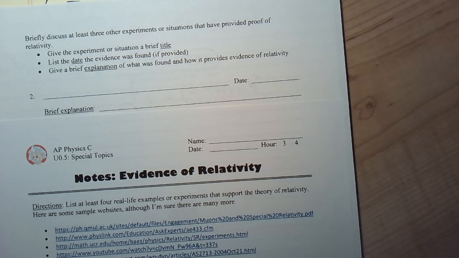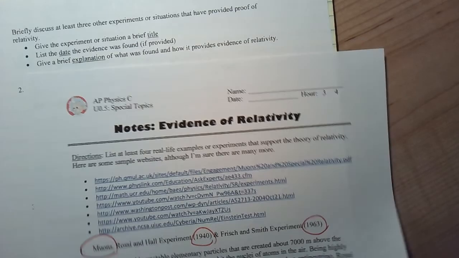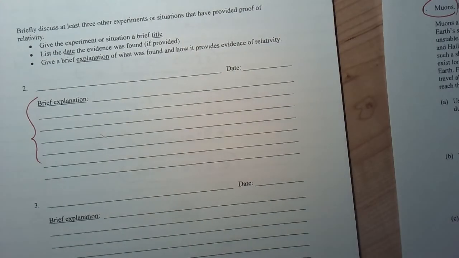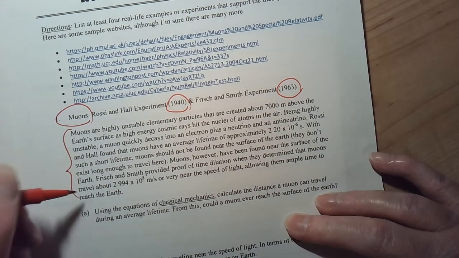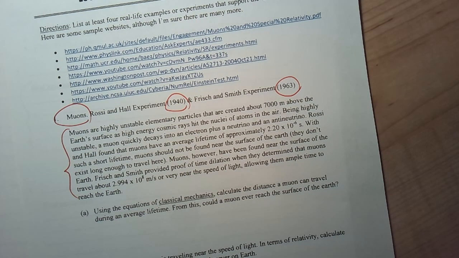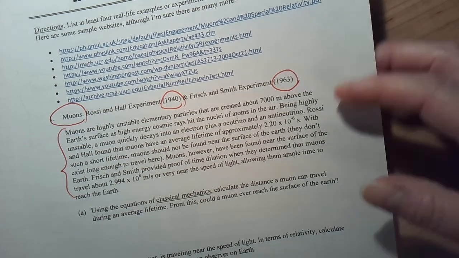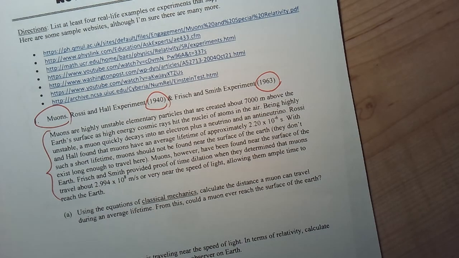Obviously more than enough time. They're created 7,000 meters above, and they have time to travel 10,420 meters, more than enough time to reach the surface of the Earth. So this experiment, or the combination of both of these experiments, provided proof of time dilation. And again, if time dilation is true, that would lead to a higher probability that other pieces of the special theory of relativity might also be true.